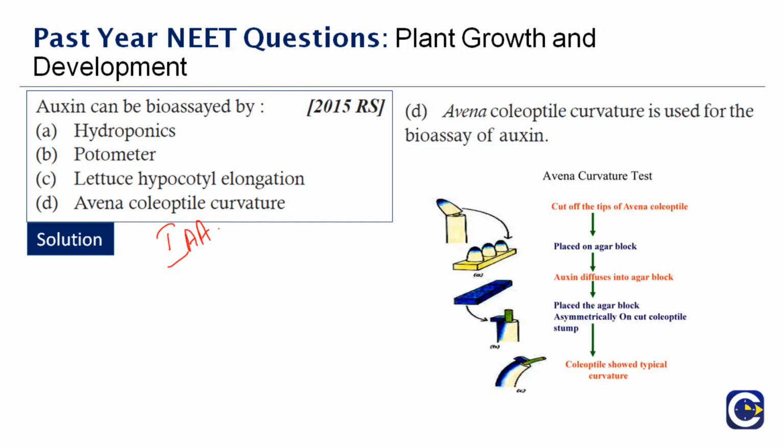Here you actually have a curvature test. Cut off the tips of Vena coleoptile and place them on an agar block. Auxin diffuses into the agar block. Place the agar block asymmetrically on the cut stump. It shows the typical curvature there, so that is the result here. In the final step, you can see a typical curvature. So this is one bioassay for auxins. Therefore the correct answer to this question is option D.